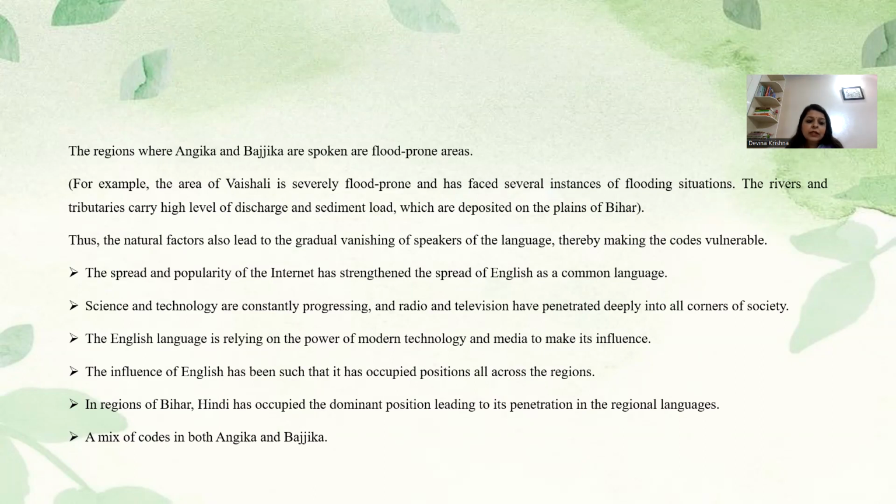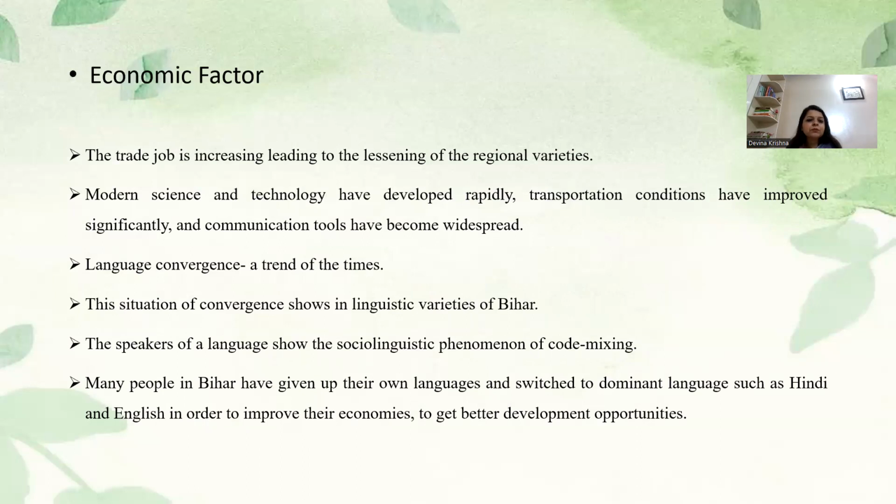Now, we see that in regions of Bihar, along with that, Hindi has occupied the dominant position also, leading to its penetration in the regional languages. And because of this penetration, there's a mix of codes in both Angika and Bajjika, which I have mentioned. So language is not existing in a pure form or, you can say, in a single unified form. It is showing a kind of hybridity, okay, or a mixture.